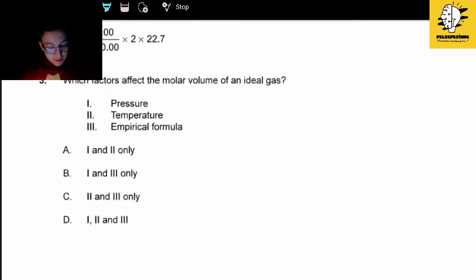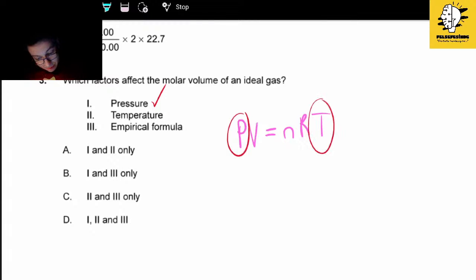It says pressure. We know that the ideal gas equation is PV equals nRT, where P is pressure, V is volume, n is the moles, R is the gas constant, and T is the temperature in kelvins. So we can see that we have the pressure, and we also have the temperature. And third, empirical formula. No, it does not have anything to do with the volume, so we will directly go for 1 and 2 only. It is that easy.